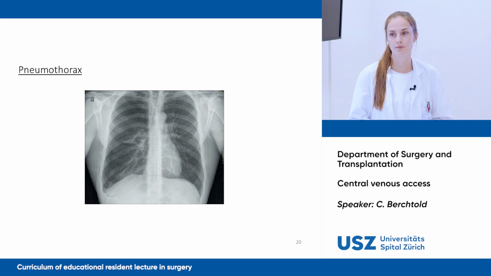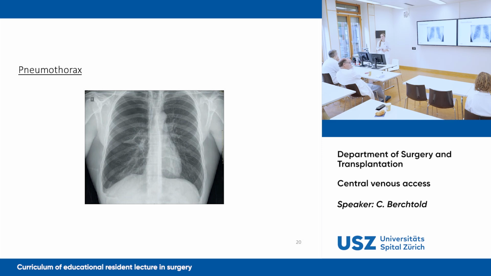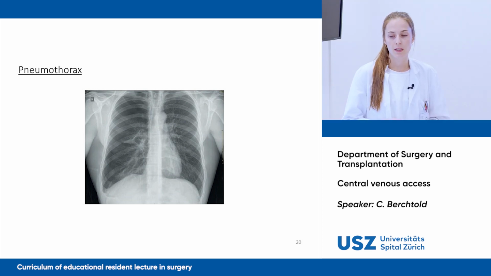Does anyone know? Second intercostal space, mid-clavicular line, with a wide bore cannula. That would be the treatment if you're worried about a tension pneumothorax. Let's just stay with the normal pneumothorax for now.